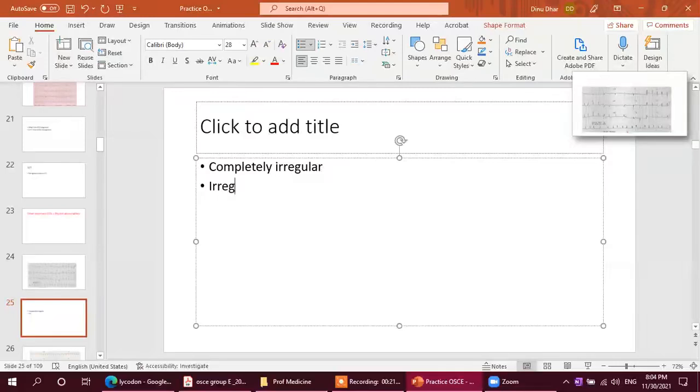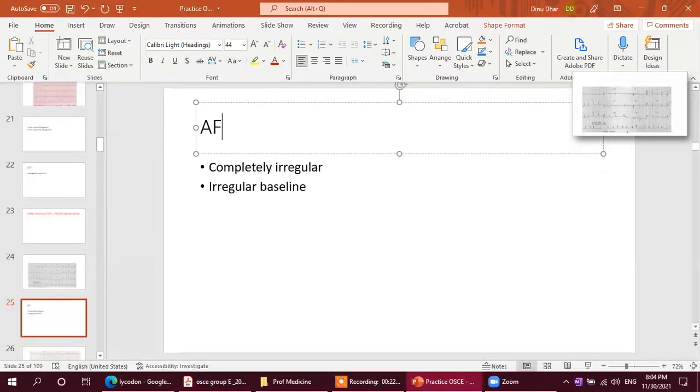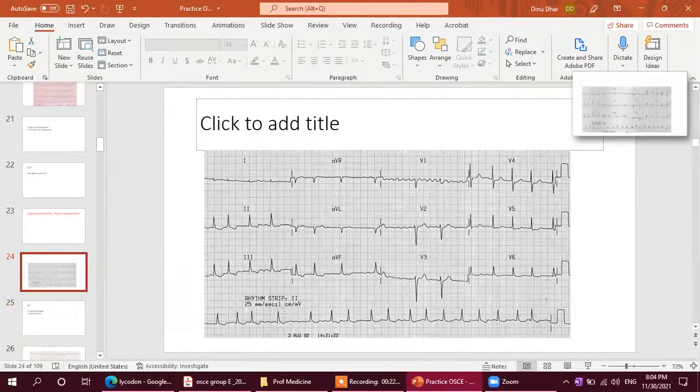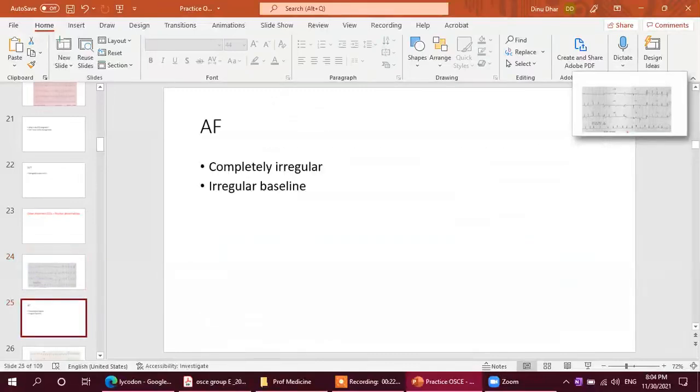Okay. So what is the diagnosis here? Atrial fibrillation. Yeah, atrial fibrillation. So why do we say that? The P wave is not clearly present. There is an irregular baseline, and the R waves are irregularly irregular. That is why it is atrial fibrillation.